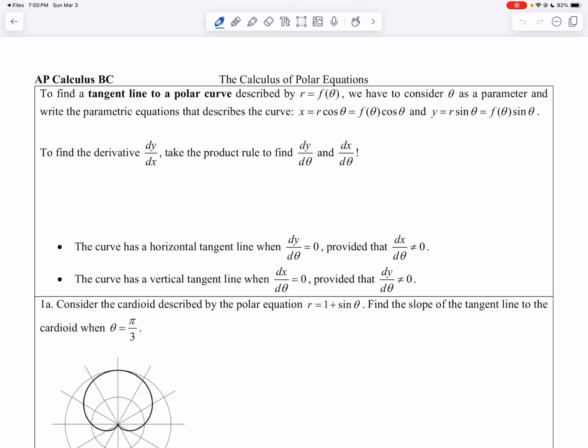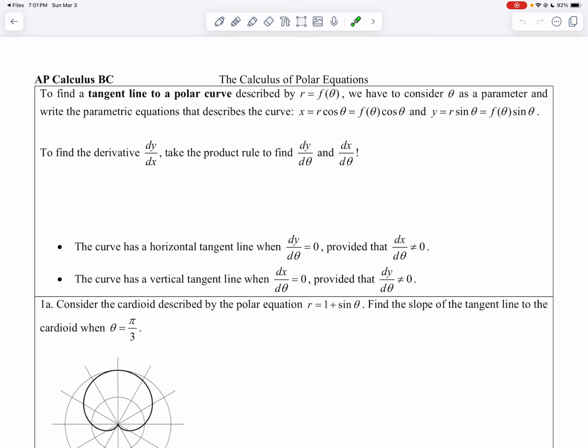Alrighty, in this video we are going to be talking about the calculus of polar equations and all of that good stuff with it. To find a tangent line to a polar curve described by r is equal to f of theta, we are going to be considering theta as a parameter and write the parametric equation that describes the curve: x is equal to r cosine of theta, and that's going to be equal to f of theta cosine of theta, and of course y is r sine of theta, that's going to be f of theta sine of theta.